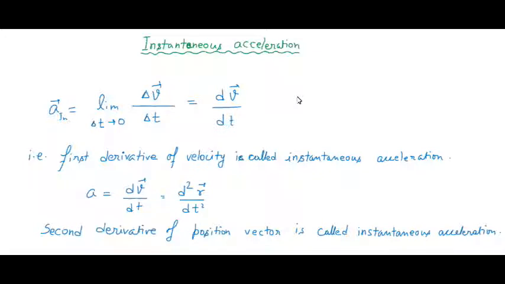Instantaneous acceleration, a_in. What is instantaneous acceleration? It is the acceleration of a particle at a particular instant of time. So it can be represented as a_in, the instantaneous acceleration. If a_in is the instantaneous acceleration, then a_in can be written as the limit delta t tends to 0 of delta v by delta t, that is dv by dt. So this is instantaneous acceleration.